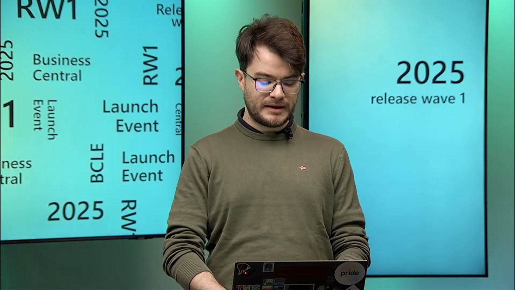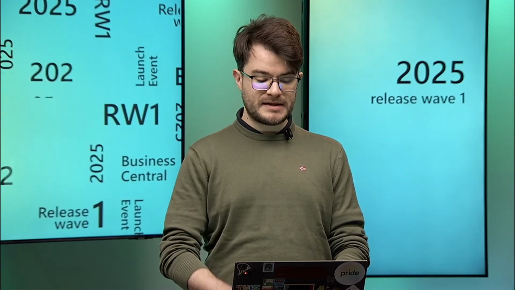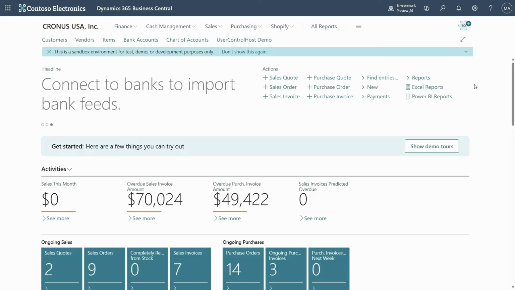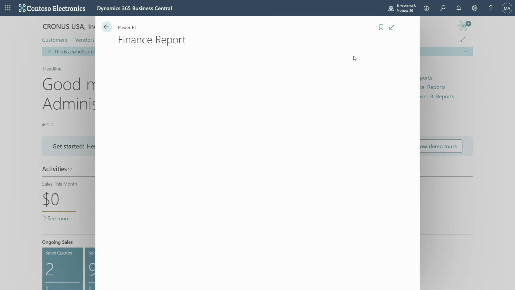So now I will switch and change tab. And this is now Business Central in the preview version 26. So you all are going to be able to use this version. And as you can see, I have now the same Power BI reports in my role center. So let's open the same finance report and see how it looks.